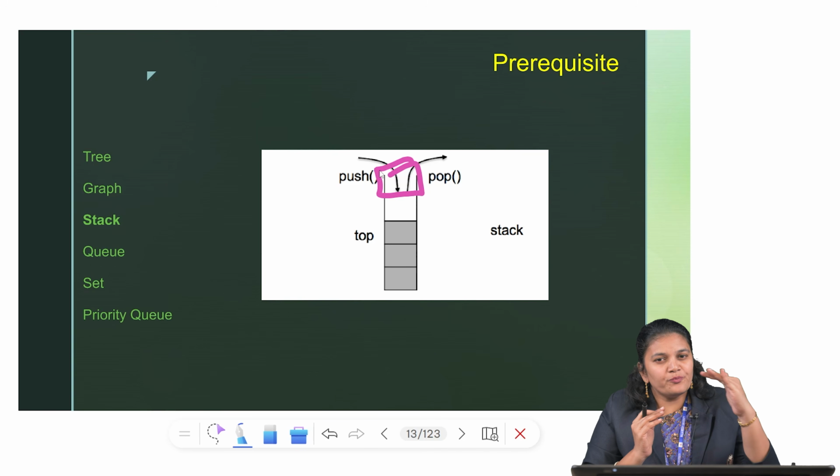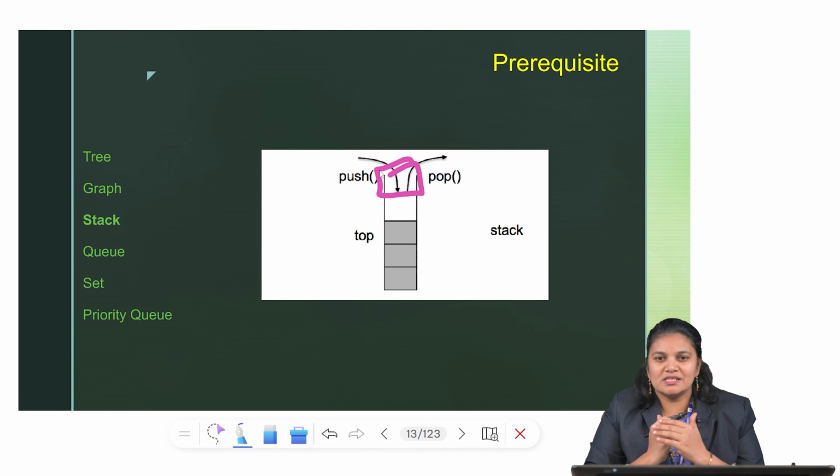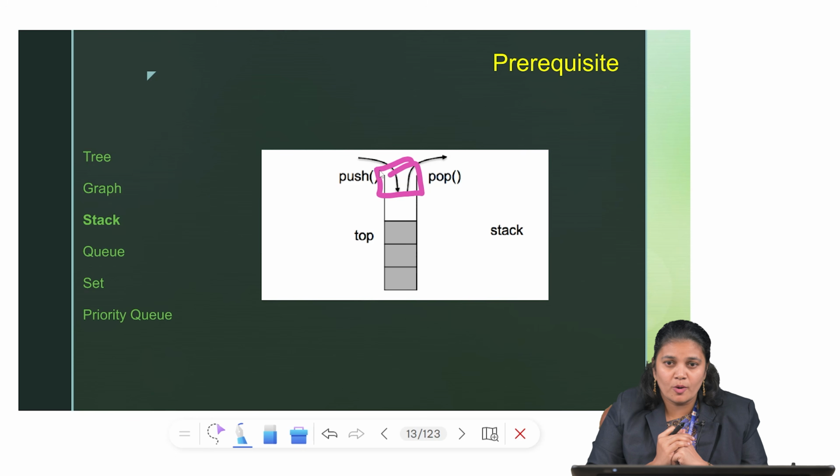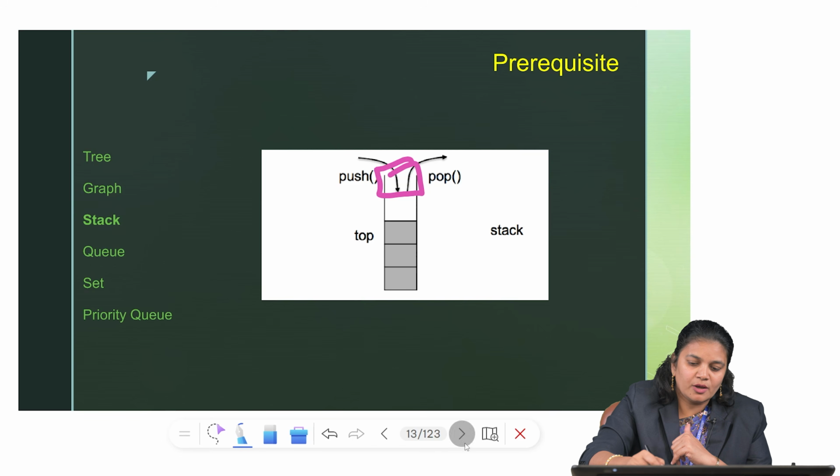The operation of putting data into the stack, we call push. And taking the data out of the stack, we call pop. So this data structure will be used in our algorithms. So this is the next prerequisite.